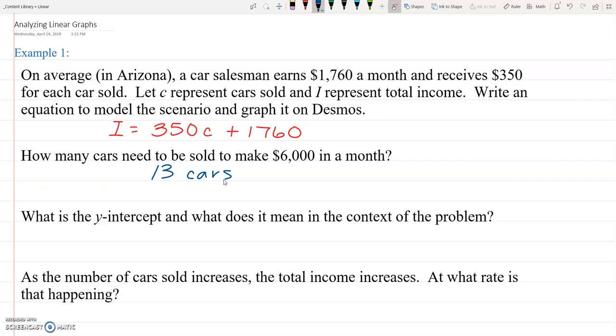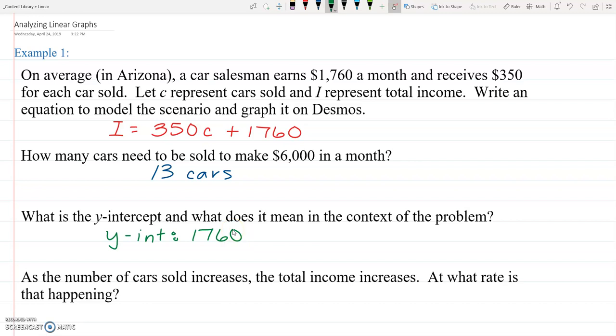All right, what is the y-intercept and what does it mean in the context of the problem? The y-intercept I can tell just by looking because it's in y equals mx plus b form. The y-intercept is the b in the back, so that's 1760. So I'm going to write it like this. My y-intercept is 1760.